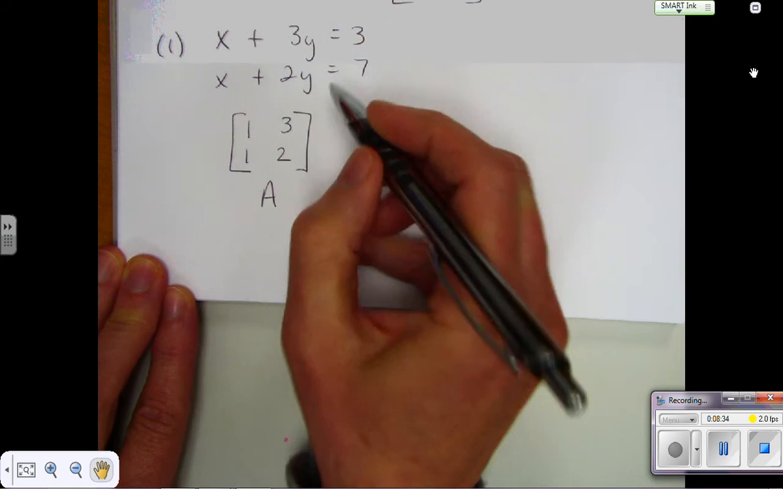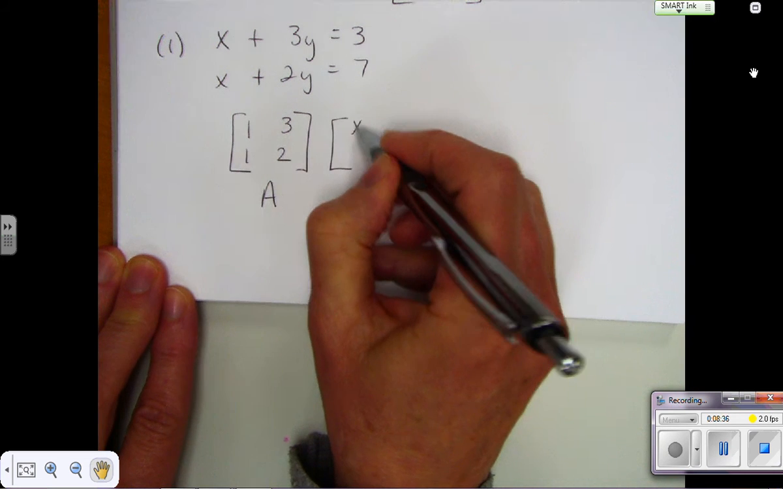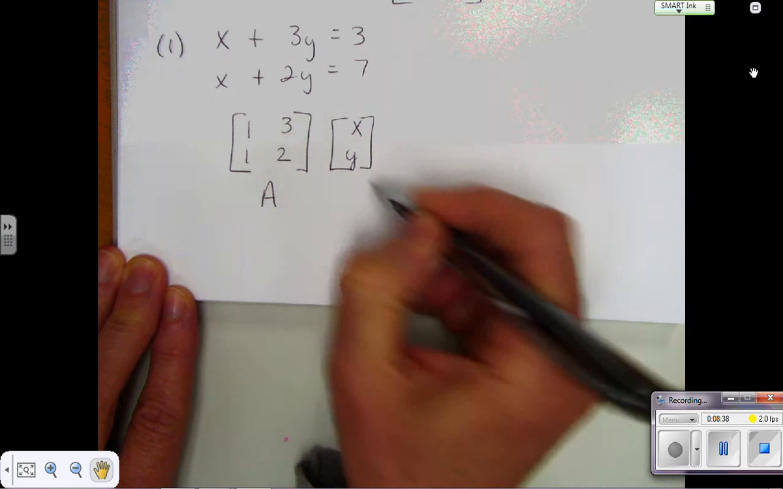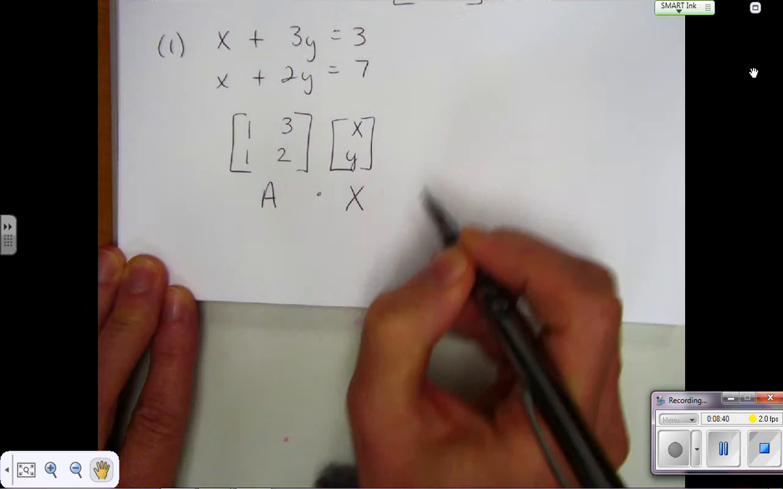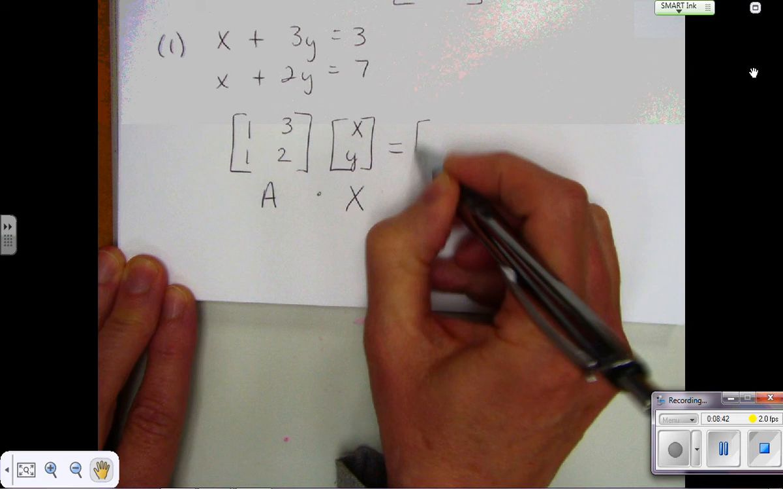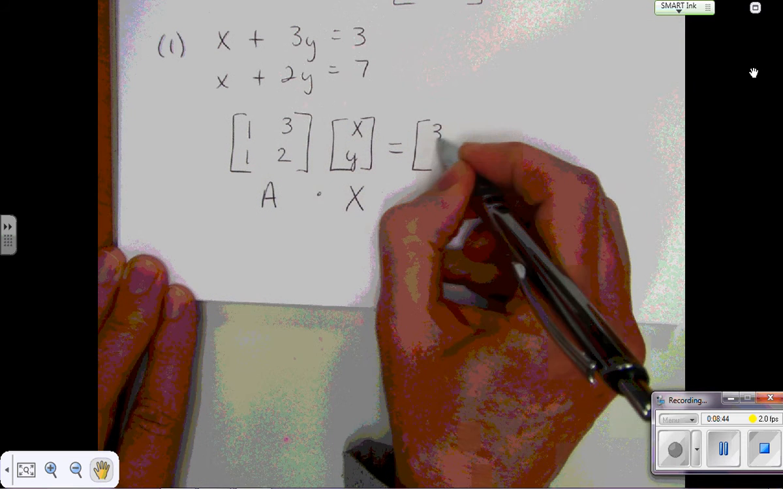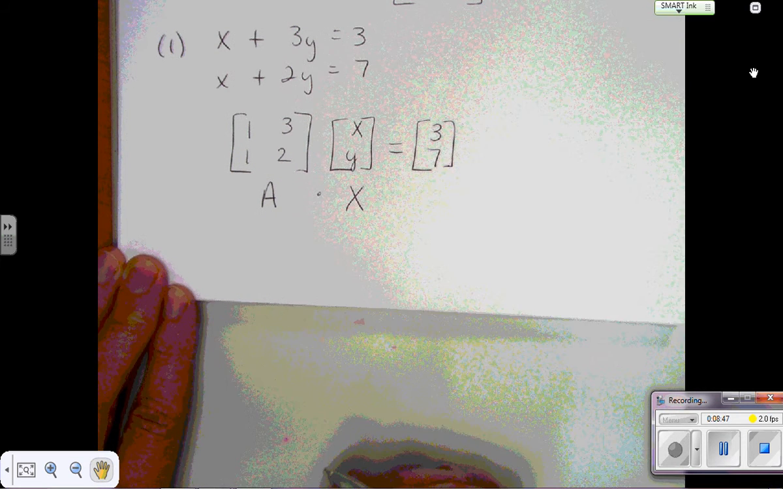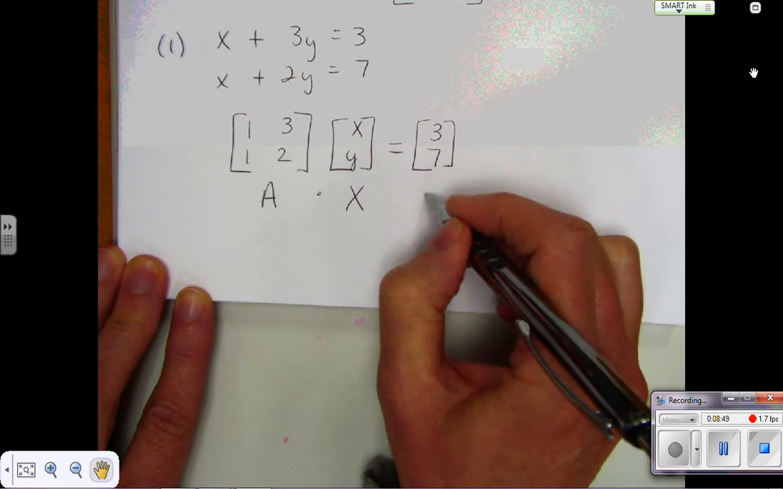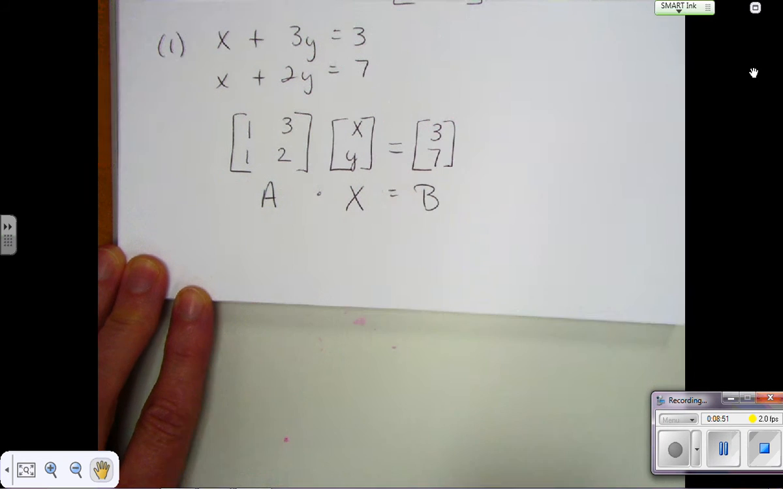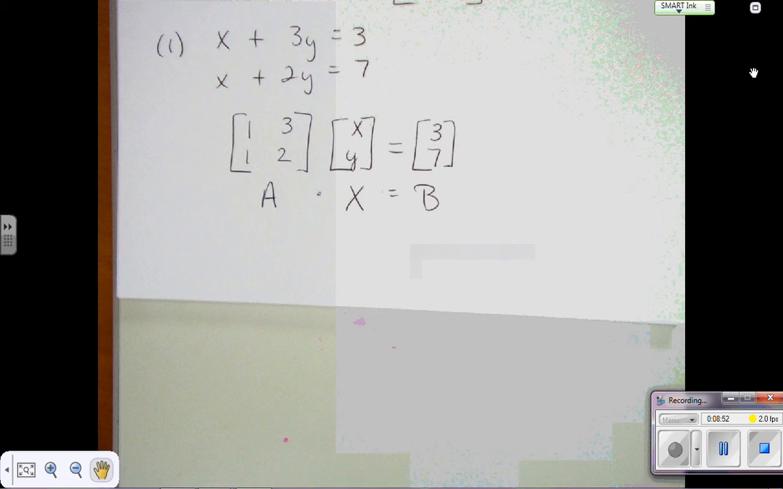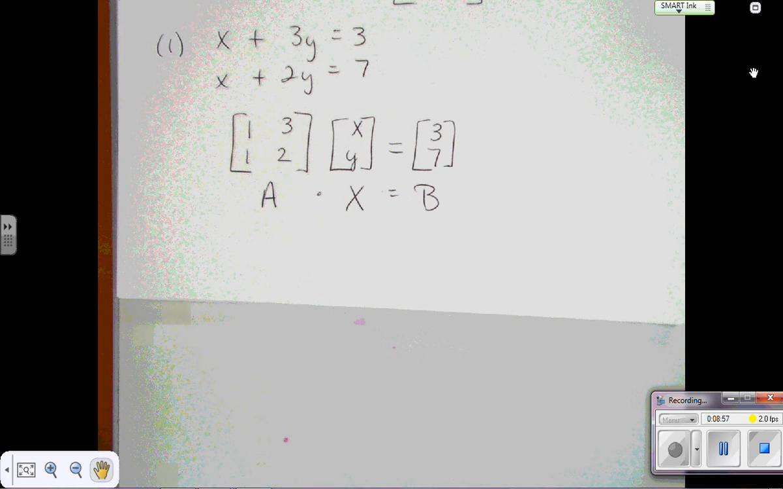Beside that, we have the variable matrix where you just have the x and the y in a column. We're going to call that matrix X, and then it equals your constant matrix. We'll call that one matrix B. So the way that the matrix equation is set up, it's A times X equals B.